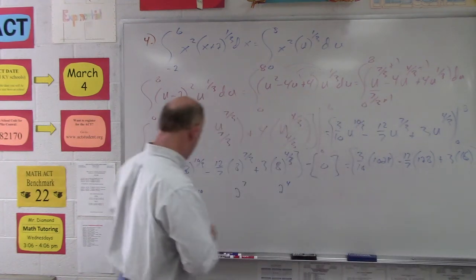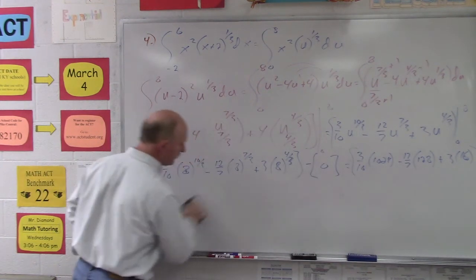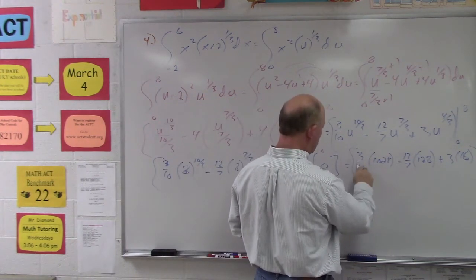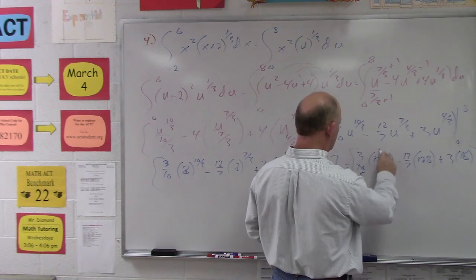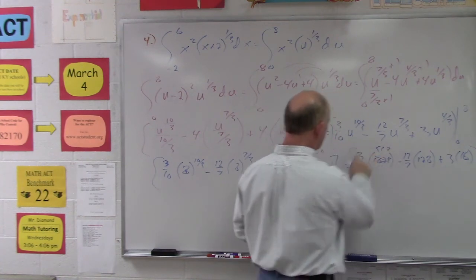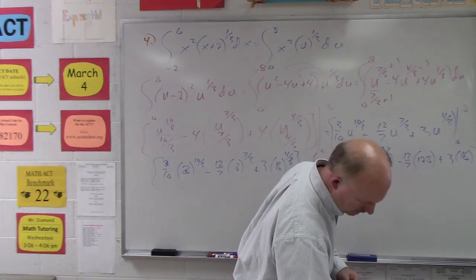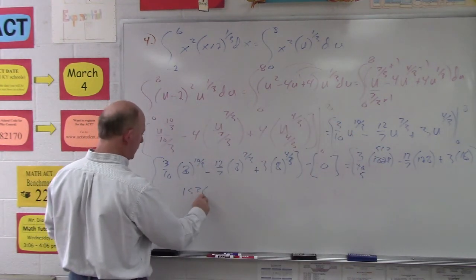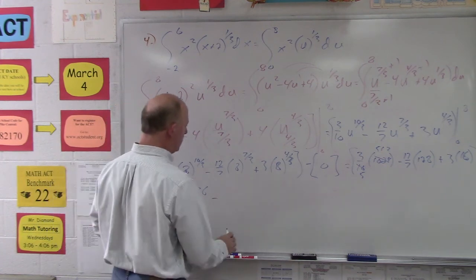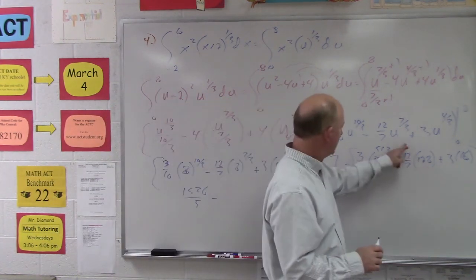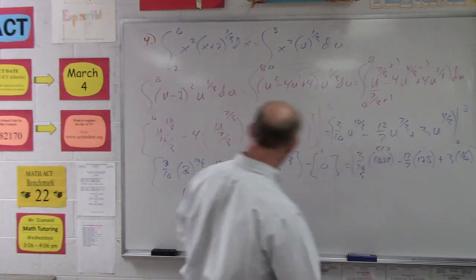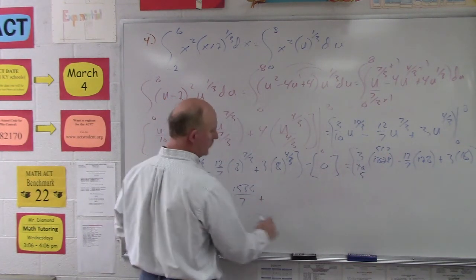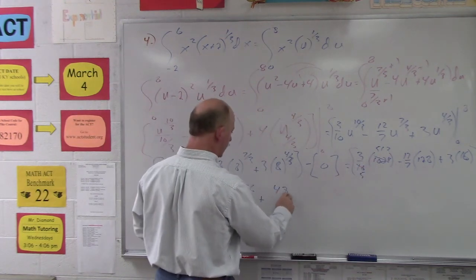All right, so we evaluate our arithmetic here. Now the 10 and the 1,024 will simplify. That will reduce to 5, and this will reduce to 512. 512 times 3 is 1,536. This becomes 1,536 over 5, minus 12/7 times 128, which is 1,536 over 7, plus 3 times 16, which is 48, so it becomes 48 over 1.